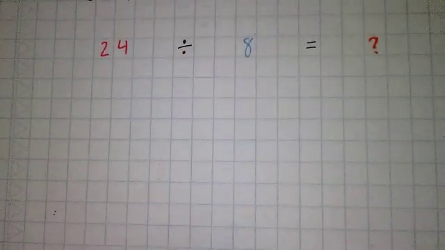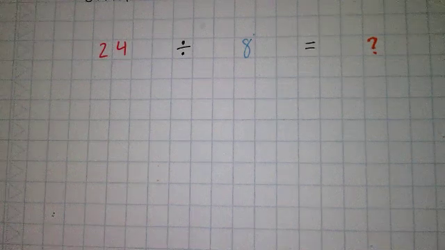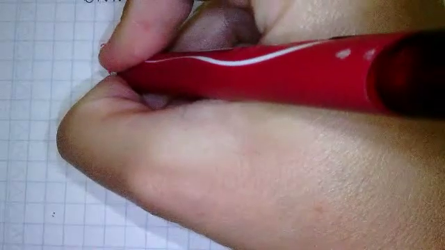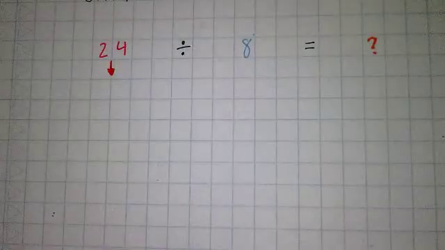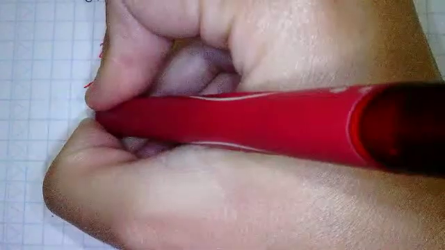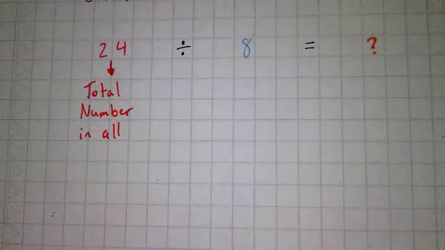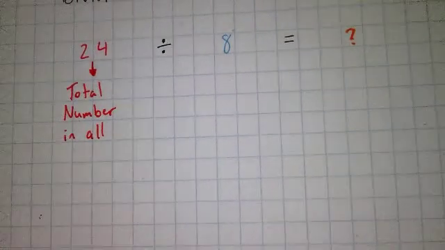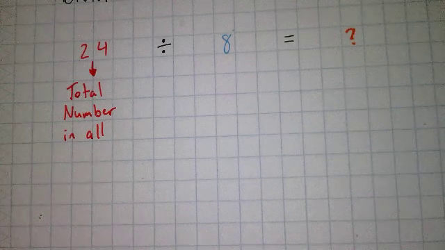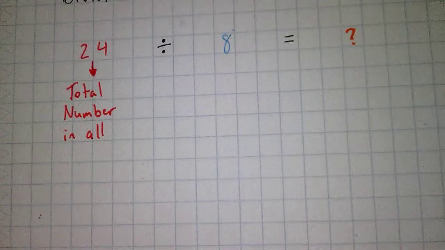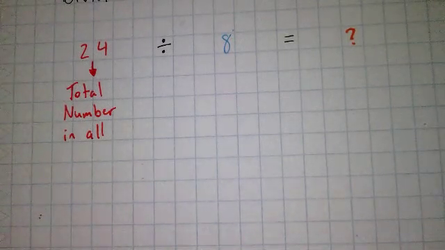There we go. Okay? So this 24 is going to be our total number. This is our biggest number. It's our total number in all. That's our biggest number of this problem, right? Because just like in subtraction, your biggest number has to come first. Same thing in division. Your biggest number has to come first. We're splitting up the biggest number. We're dividing the biggest number into smaller pieces, okay?